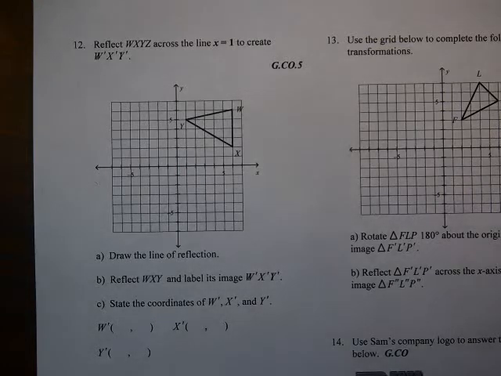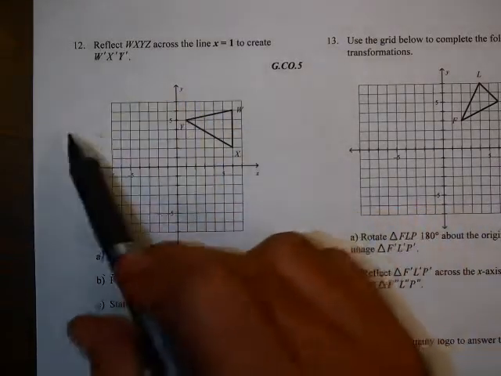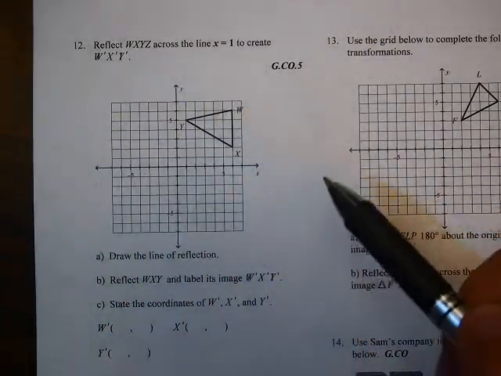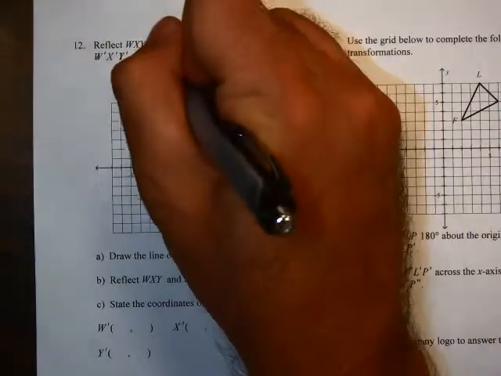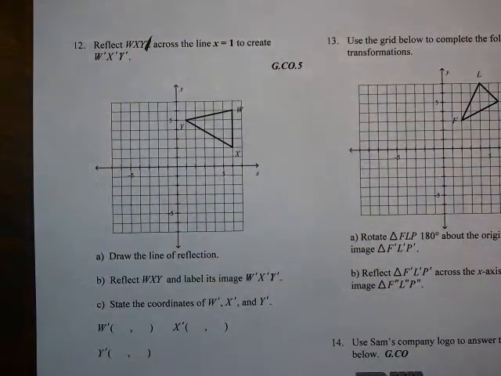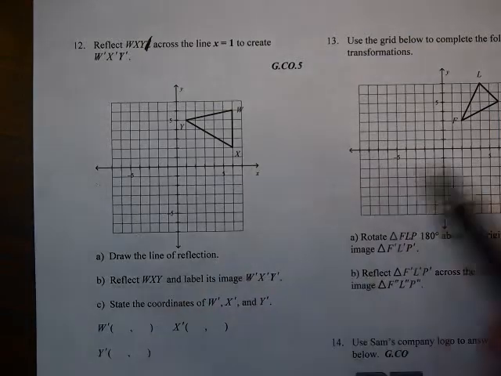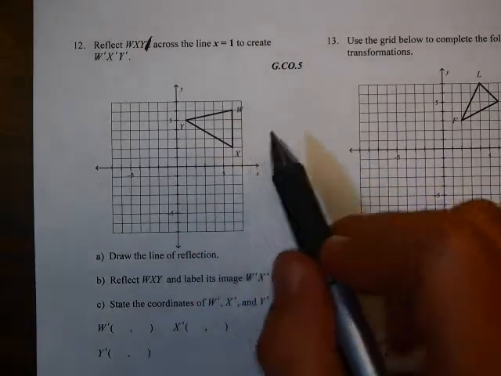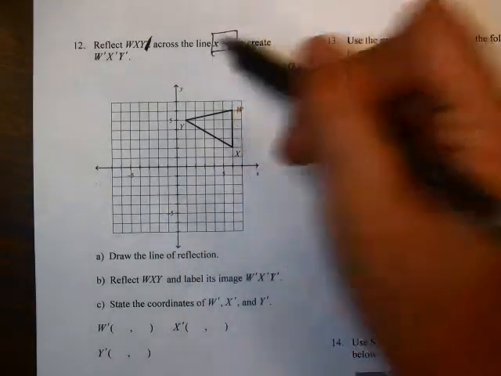Geometry review number 2. In this video I'm going to look at numbers 12, 13, and 14. In number 12 it asks us to reflect WXY across the line x equals 1 to create W prime, X prime, Y prime. So we're taking this triangle and reflecting over this line x equals 1.